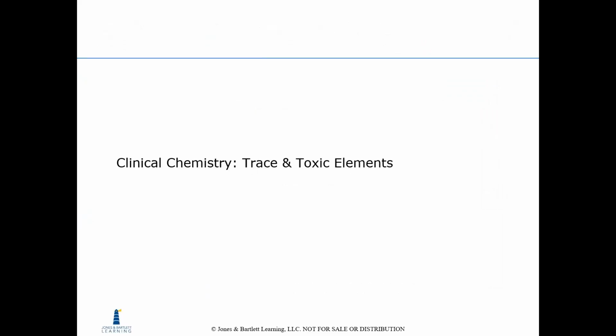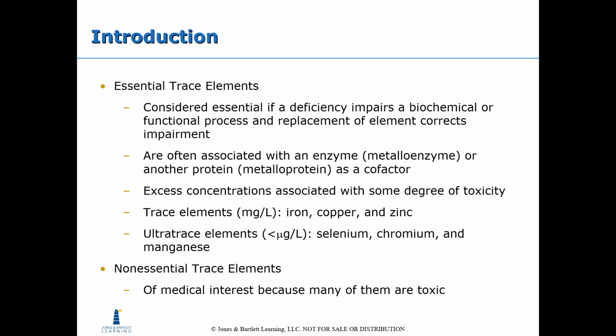Clinical chemistry, trace and toxic elements. Essential trace elements are considered essential if a deficiency impairs a biochemical or functional process and replacement of the element corrects the impairment. They're often associated with an enzyme, metalloenzyme, or another protein, metalloprotein, as a cofactor. Excess concentrations are associated with some degree of toxicity.